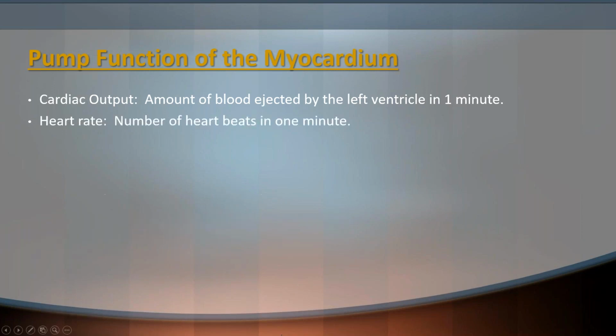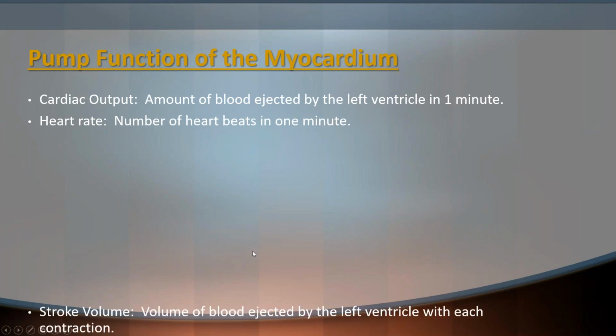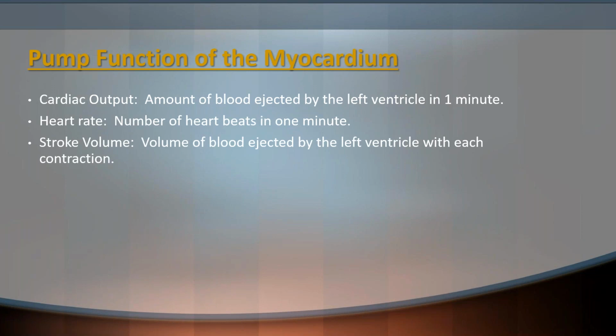So then with cardiac output, this is essentially our stroke volume and our heart rate. Our heart rate is the number of heartbeats in 1 minute, and our stroke volume is the volume of blood that's ejected by the left ventricle with each contraction. So to measure cardiac output, we look at heart rate times stroke volume.